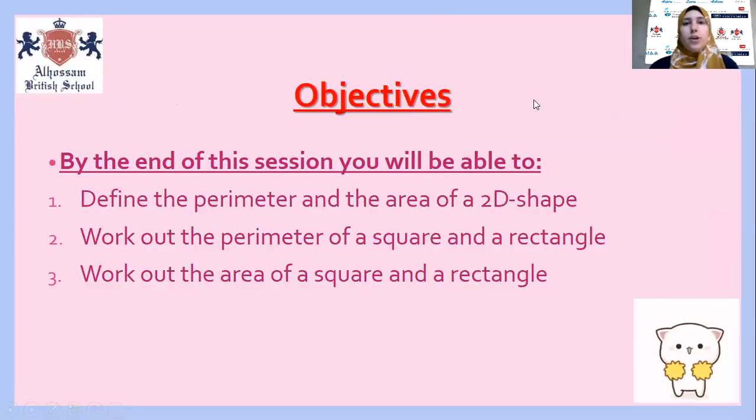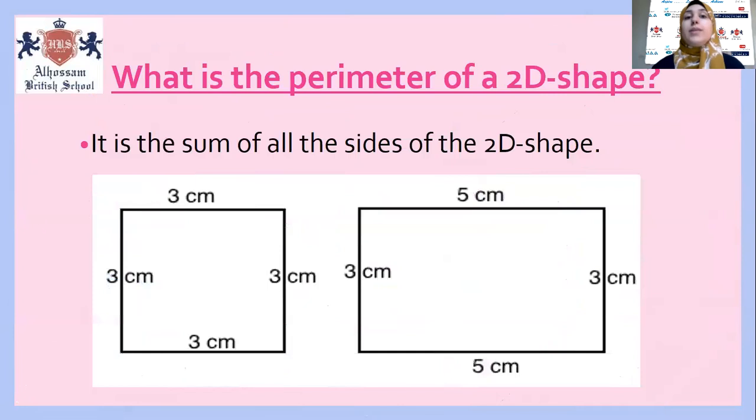Now, before I start, let me tell you my objectives for today. By the end of the session, you will be able to define the perimeter and the area of a 2D shape, work out the perimeter of a square and a rectangle, and work out the area of a square and a rectangle. Now let's know what's meant by perimeter.